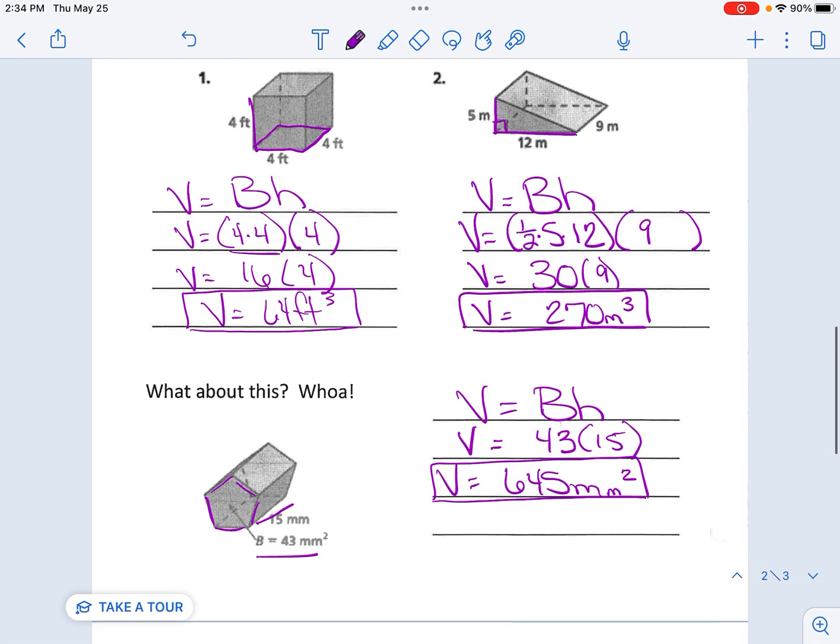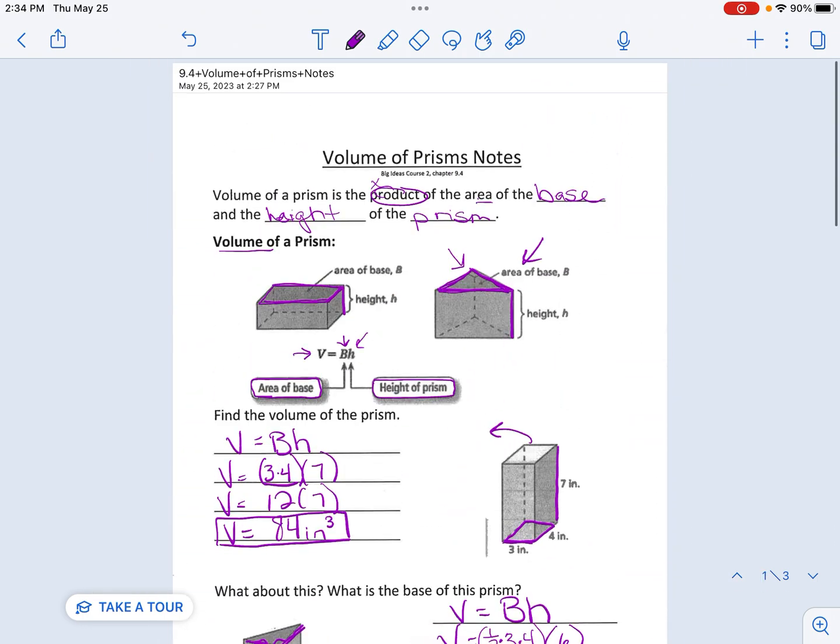And that is how we find the volume of a prism.